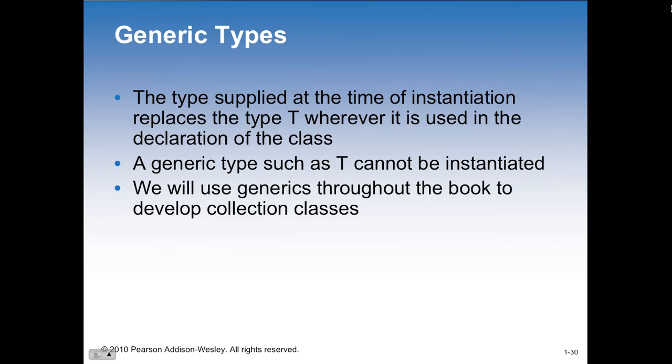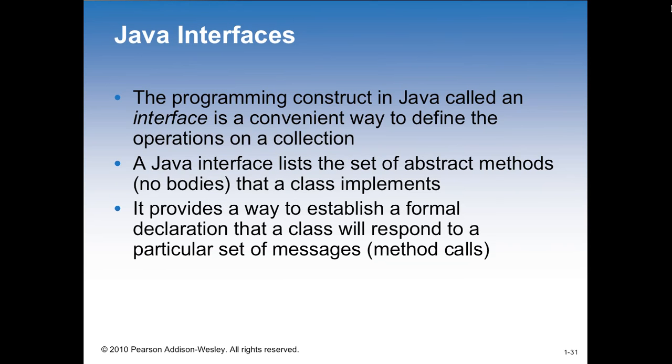So for generic types, the type is supplied at the time of instantiation, replacing the type T with whatever is used in the declaration of the class. Generic types such as T cannot be instantiated, so we can't say widgets, gadgets, we have to actually apply it. We use generics throughout the book to develop collections of classes, essentially. So you're going to see this in most of the examples.